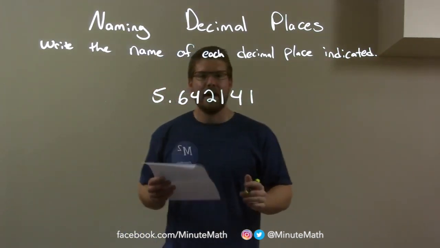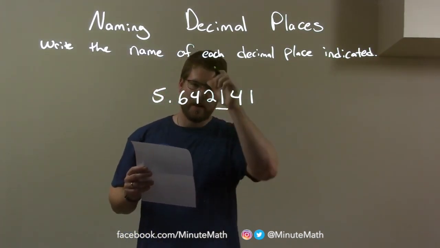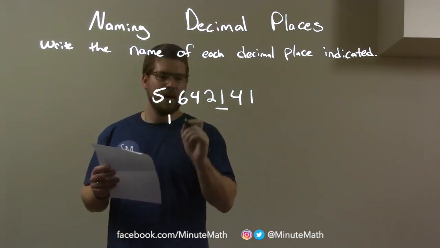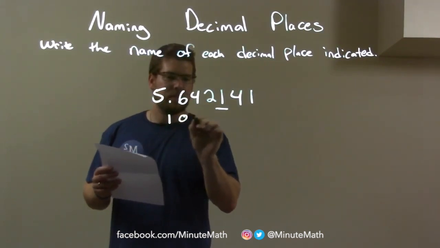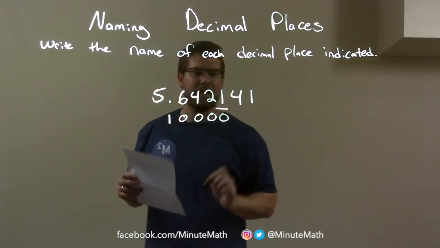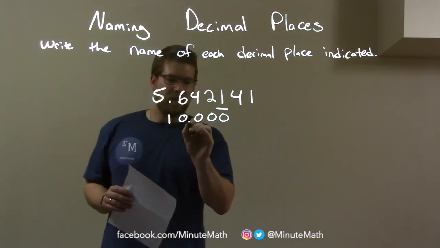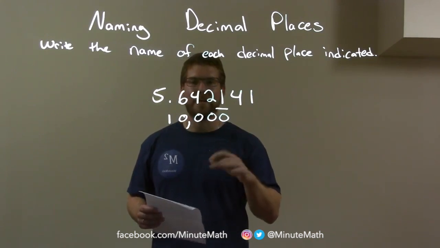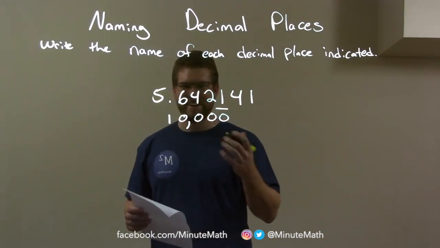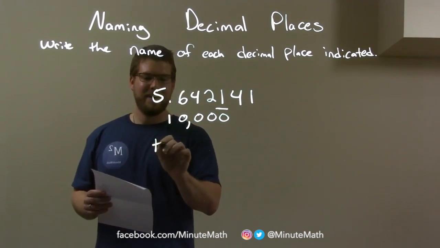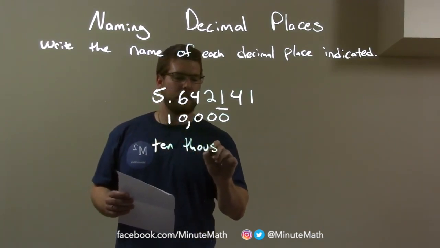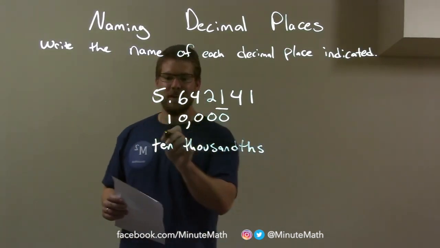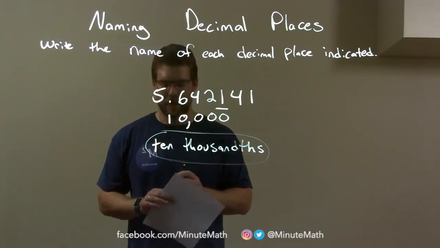5.642141, and the bar is underneath this one right here. What I do is put a 1 where the decimal is and put zeros for each digit afterwards, 0, 0, 0, 0, until I hit the one we need. So this here is 10,000. It's our 10,000ths place digit. So it's 10 thousandths, and that's our answer right there.